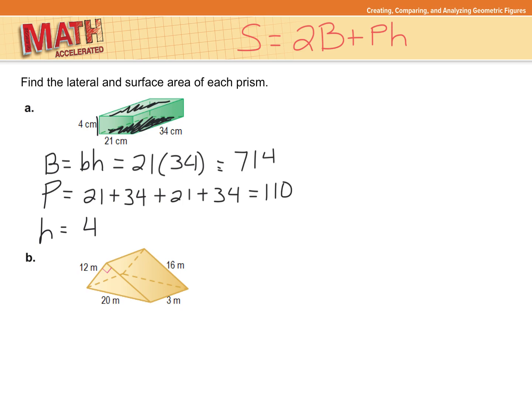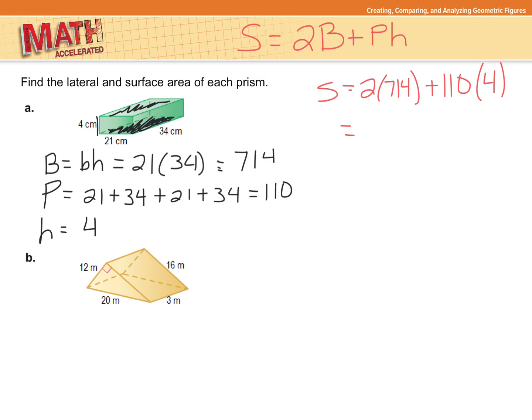Questions on how we found those 3 things? Okay. The last thing we need to do is use the formula. So we have 2 times capital B. What did we say capital B was? 714. Plus capital P, which we said was 110, times the height, which is 4. What happens first in the order of operations?